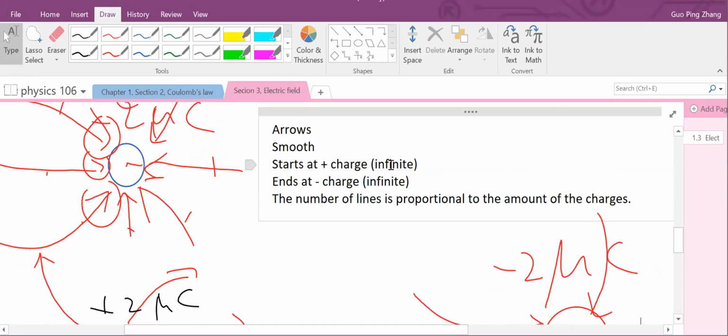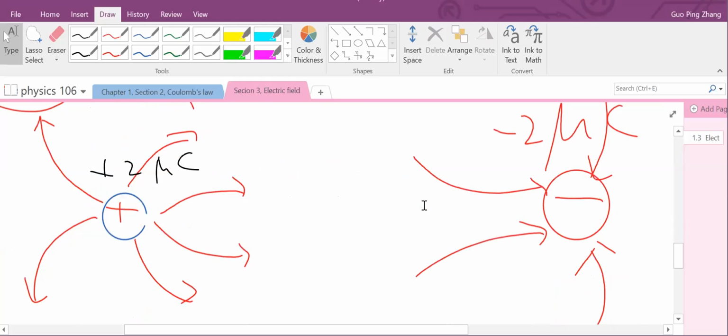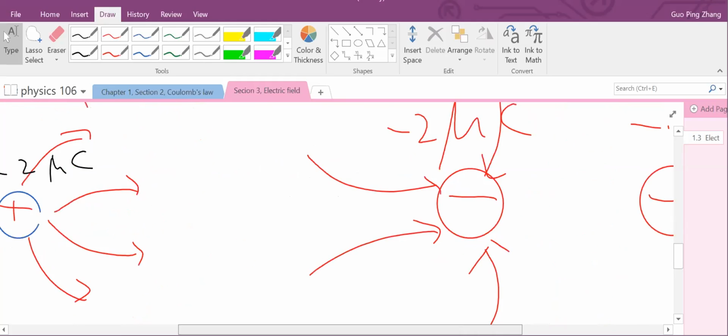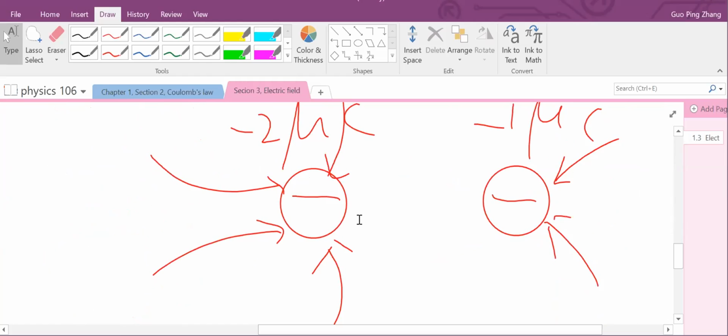They start from a positive charge or from infinity, and end at a negative charge or at infinity. Also, the number of lines must be proportional to the amount of charge. I redrew some of these figures. If I have two negative charges, the field lines go toward them. If you have negative 2 microcoulombs, you have 1, 2, 3, 4, a total of 4 lines. If negative 1 microcoulomb, you have 2 lines. These must be proportional.